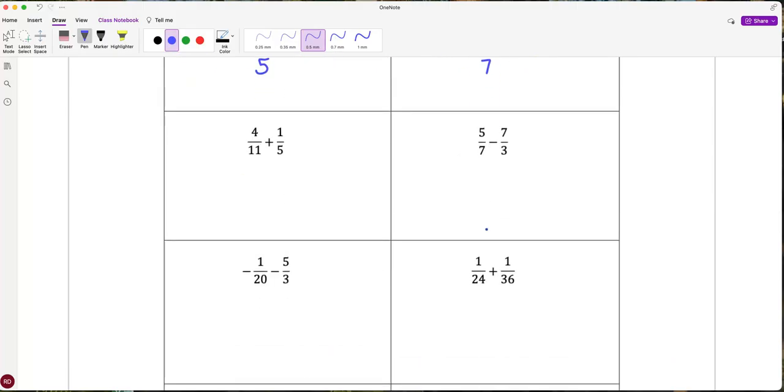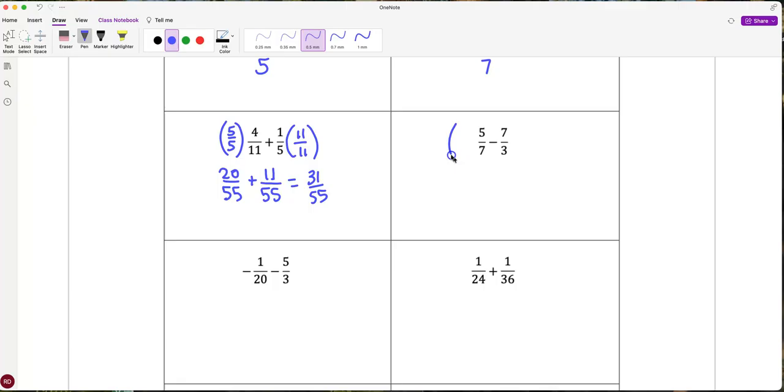Next, my common denominator is going to be 55. So if I multiply this by 5 over 5 and by 11 over 11, I get 20 over 11 plus 20 over 55 plus 11 over 55 equals 31 over 55.